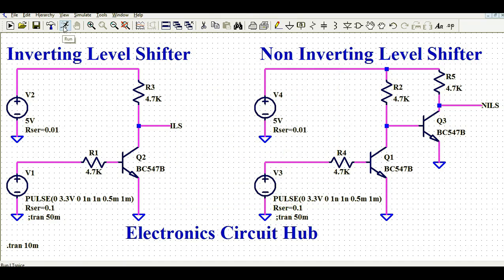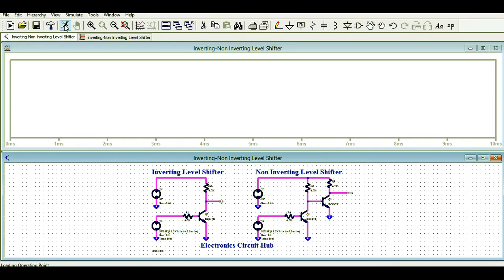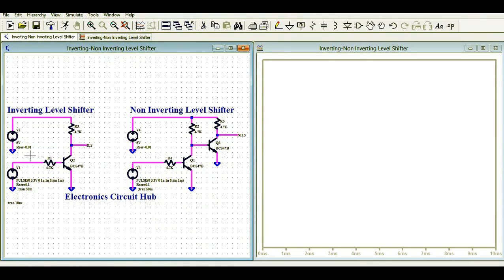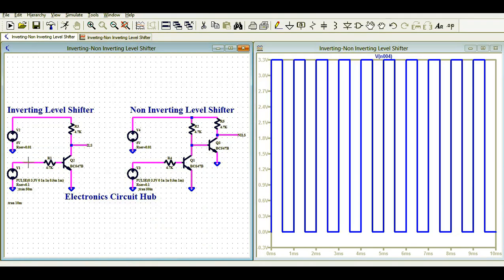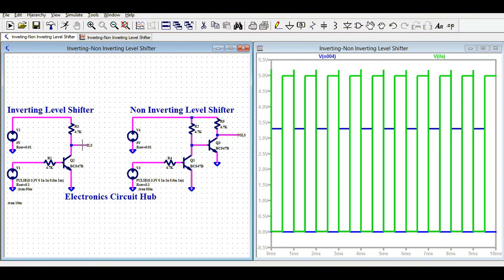Then you have to click on the run button. Once you click on the run button, you will see 2 windows. Let me tile the windows vertically and show you first the input and the output. This is your input of the inverting level shifter and this is its output. Your input is 0 to 3.3 volt and your output is 0 to 5 volt. The difference is that when your input is high, your output is low.